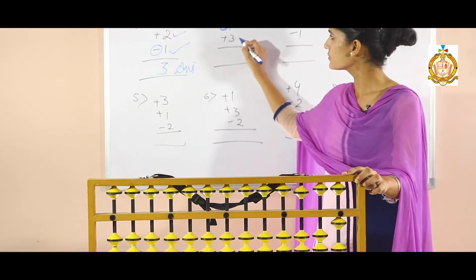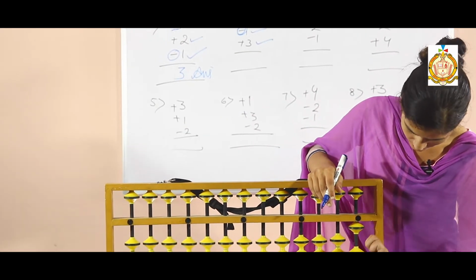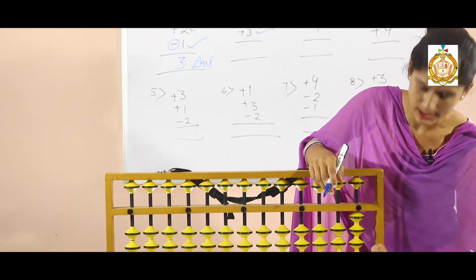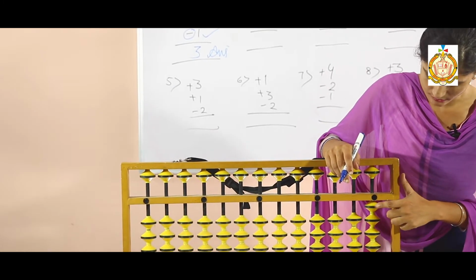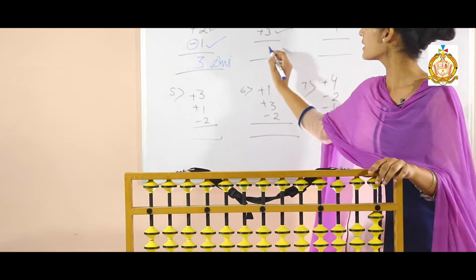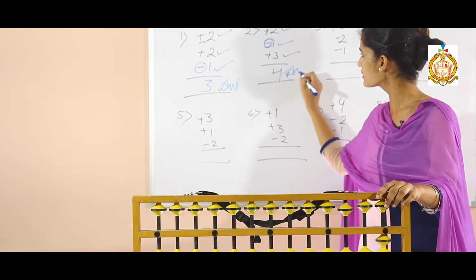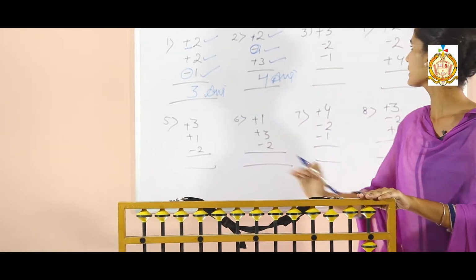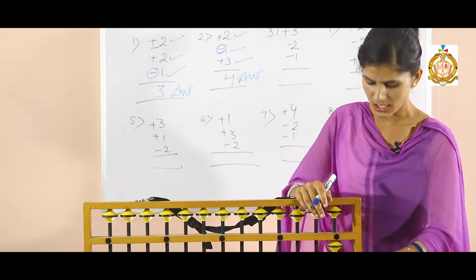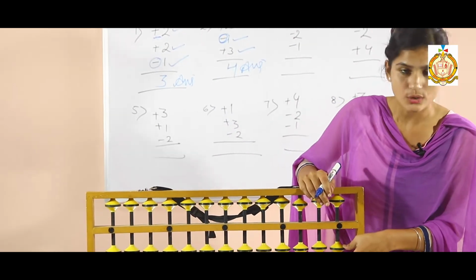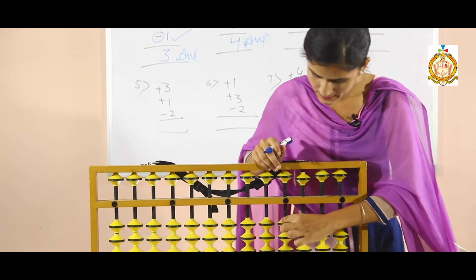Now add 3. Add 3 with the help of thumb. 1, 2, 3. 3 is added. Now count the beads. 1, 2, 3, 4. Write 4 here. This is your answer. Now look at the third sum. Firstly clear your abacus scale. You can start this from this unit place also.